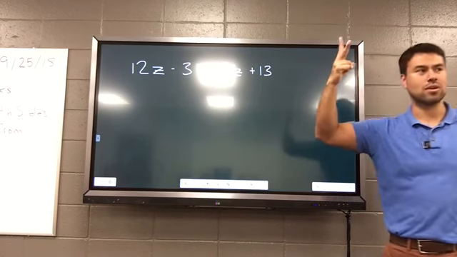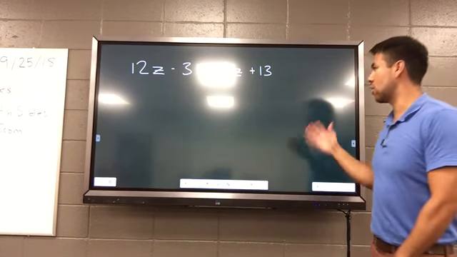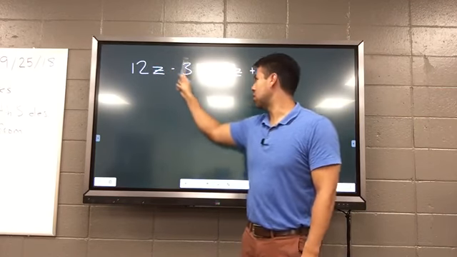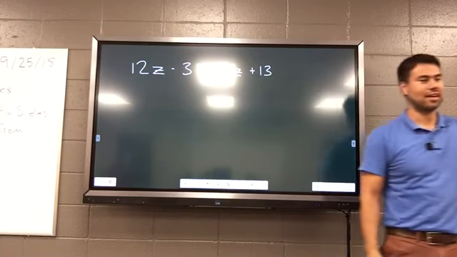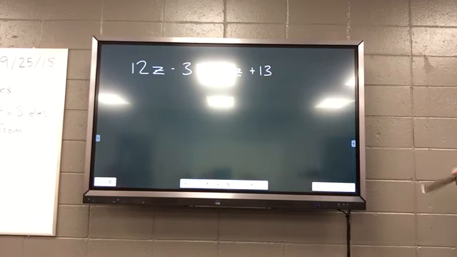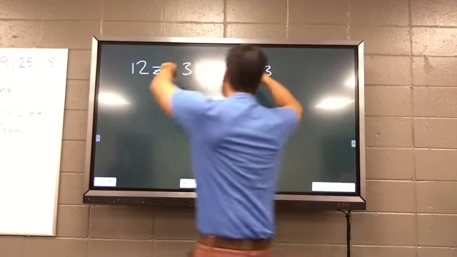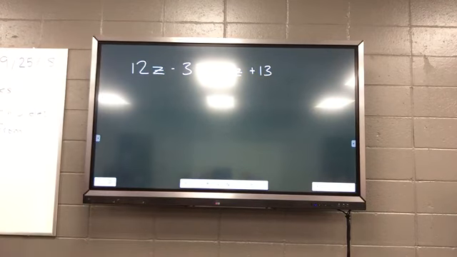Step number 2 says to add like terms on either side of the equation or on both sides. Are there any like terms here on the left? No. Any like terms on the right? No. Step 2 has been completed. Step 3, eliminate the variable from one side or the other if it's on both sides. So you guys see the variable z is on both sides of the equation? Then eliminate it from one or the other.